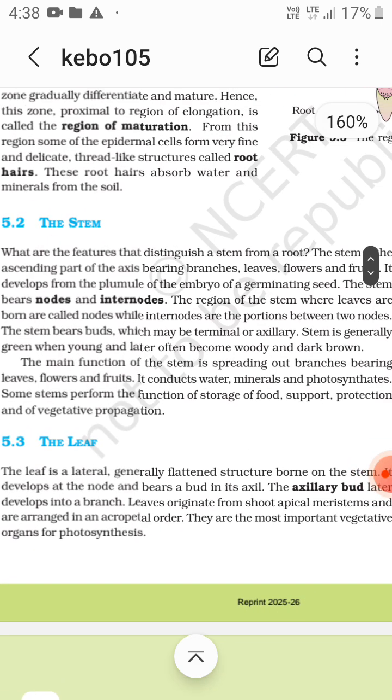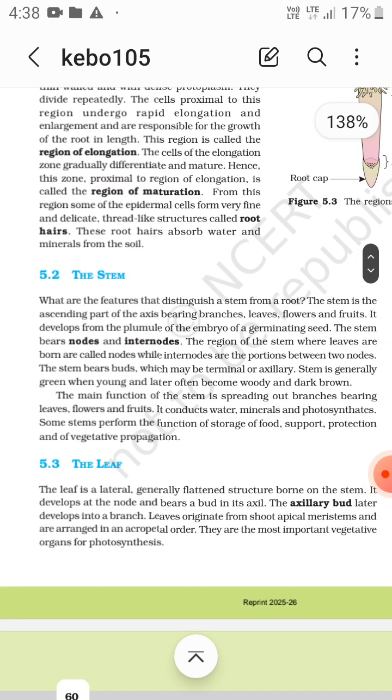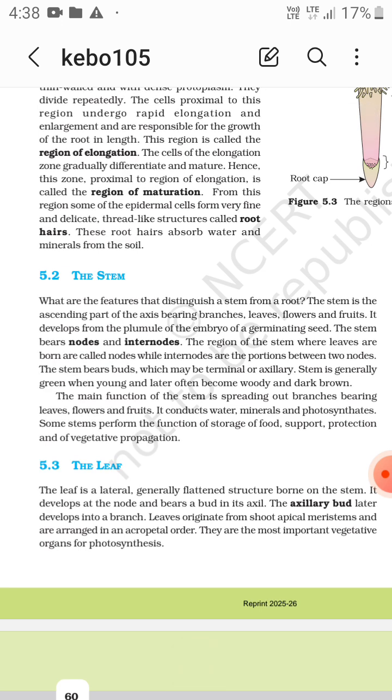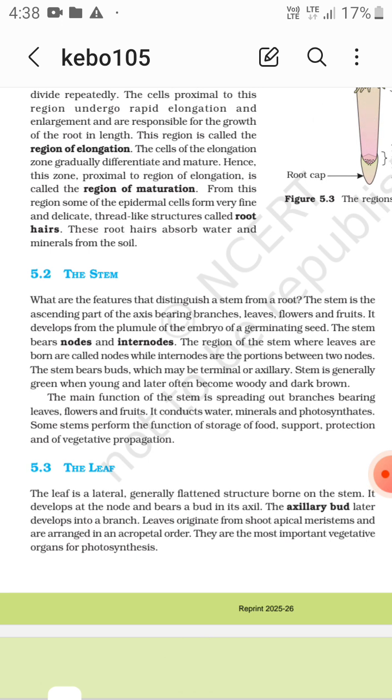Now the stem. What is the stem? The stem is the ascending part of the axis above the soil, bearing branches, leaves, flowers, and fruits. It develops from the plumule of the embryo of a germinating seed. The stem bears nodes and internodes. The region of the stem where leaves are borne is called a node. So a node is the place where the leaves get attached.